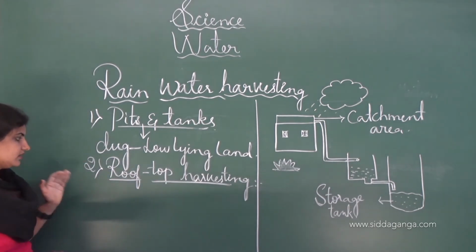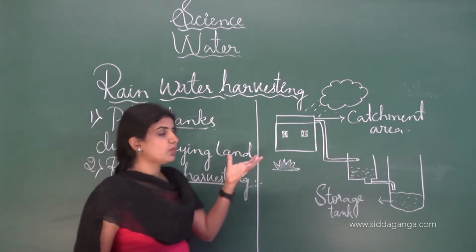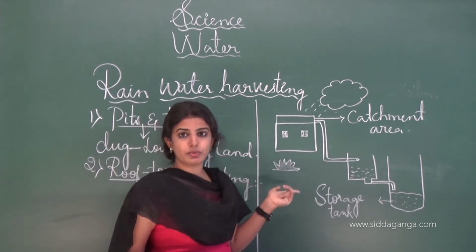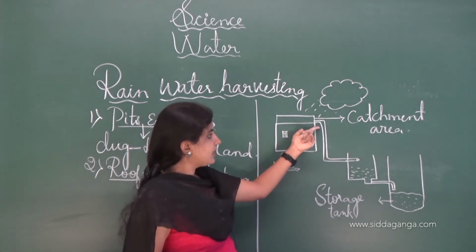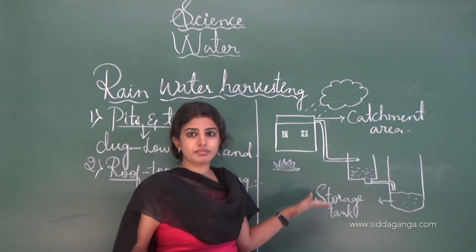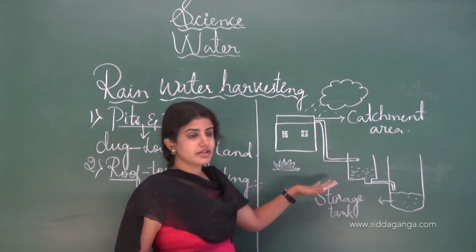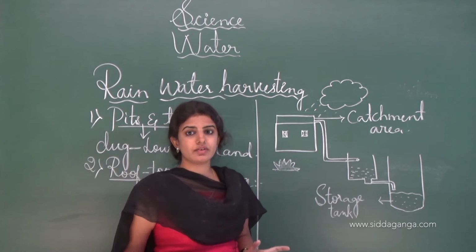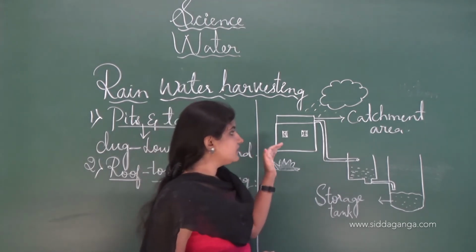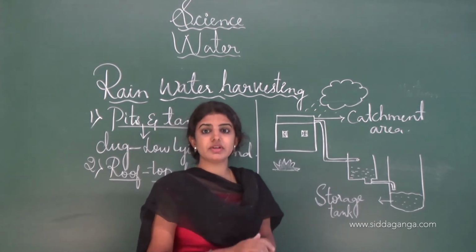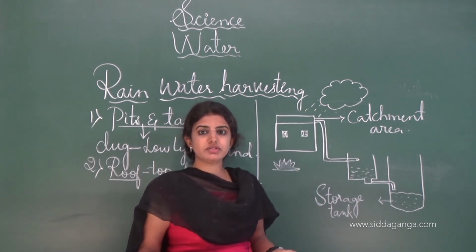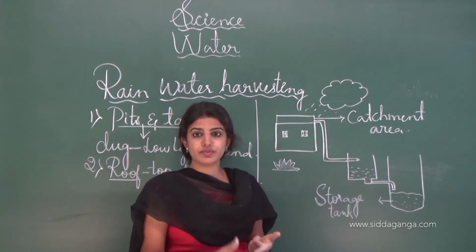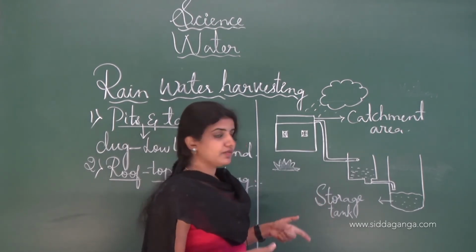The next technique is rooftop harvesting. When the rain falls, it collects on the rooftop of the house, and through the pipes the water continuously passes from one tank to another tank. This water also contains soil and dust particles, and it is unfit for drinking purposes. If we use it for drinking, we have to take precautions: by boiling the water and filtering it, we can use this water for drinking.